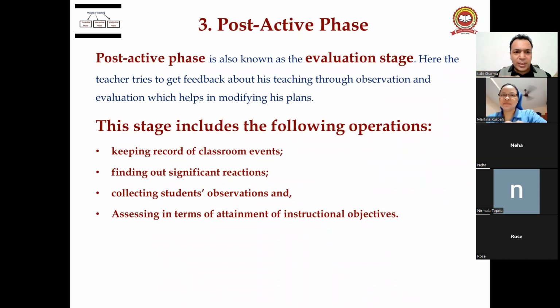So what you have to do, this stage includes the following operations. These are the 4 bullets. Number 1 is keeping a record of classroom events, finding out significant reactions, collecting students' observations, and assessing in terms of attainment of instructional objectives. Basically you have to assess, you have to evaluate, you have to see the reaction of the class. On those reactions you have to evaluate where you are lacking, which thing you have to correct, then next time you can do it in a better form, right?